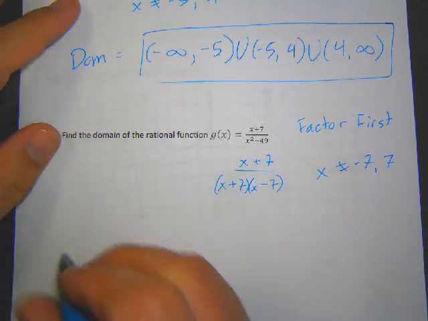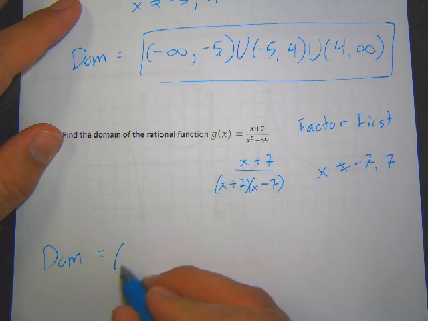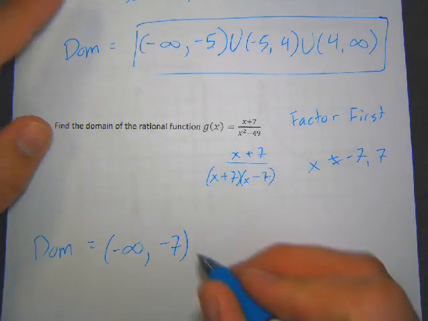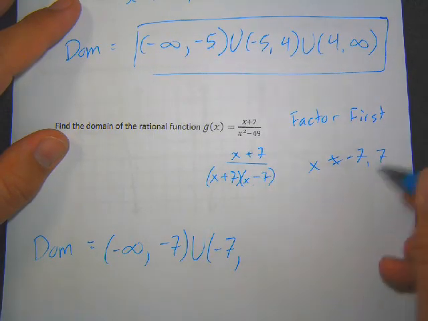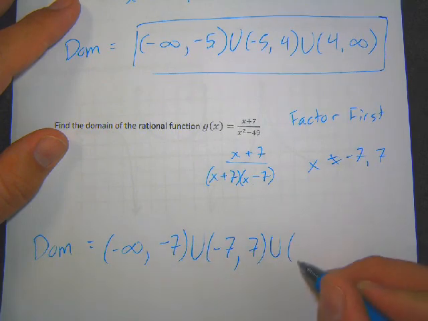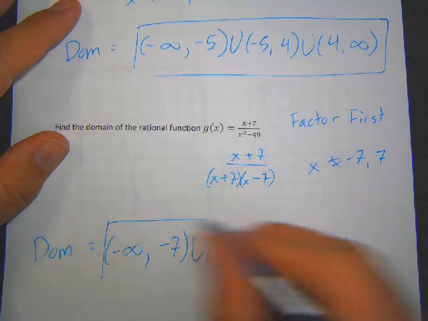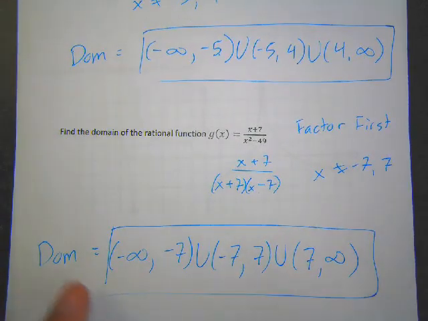So to write the domain for this one, we're going to start from negative infinity until we hit negative 7. And we don't want to include negative 7, so we use parentheses and then union, jump onto the other side of negative 7, go until we hit 7, which is the next number. So 7, union, and then we go from 7 to infinity. And that would be the domain for this one. So again, you have to figure out what to remove, what we don't want, and then the domain is everything else.